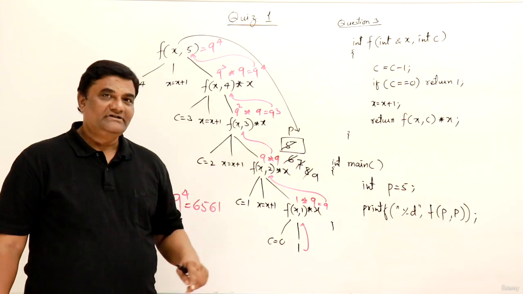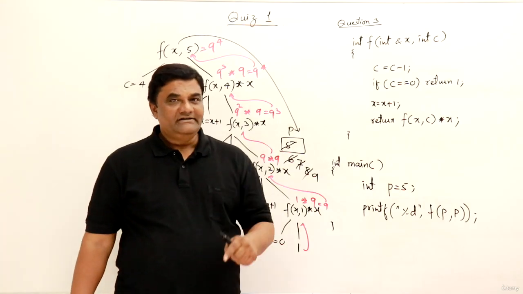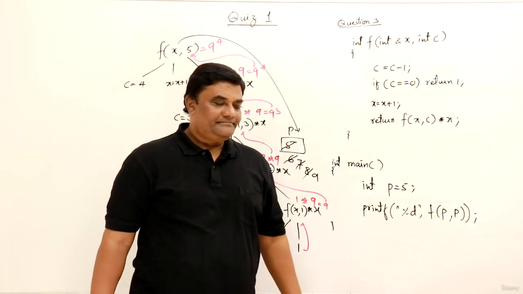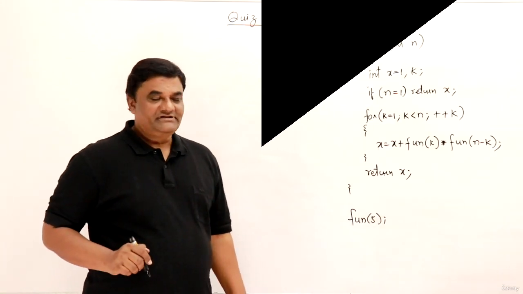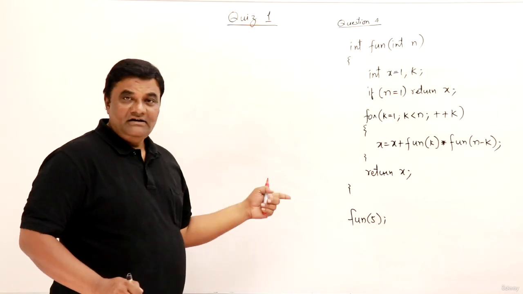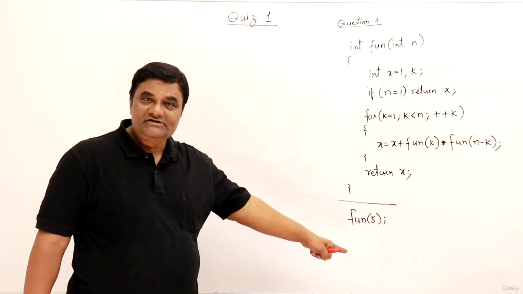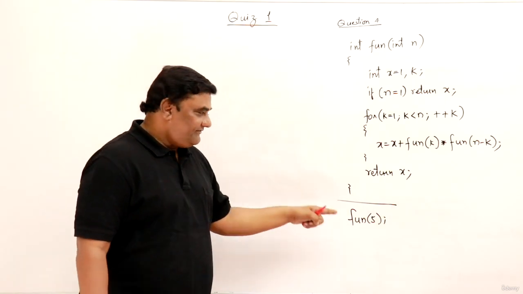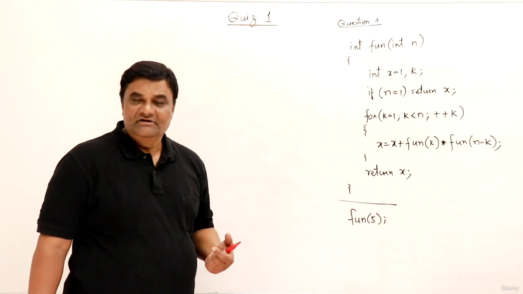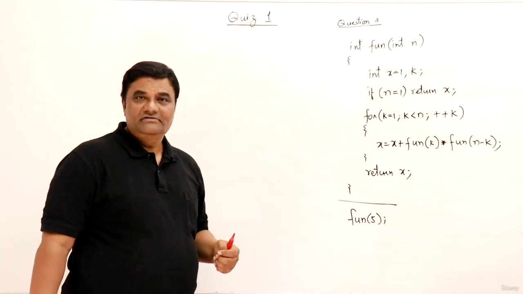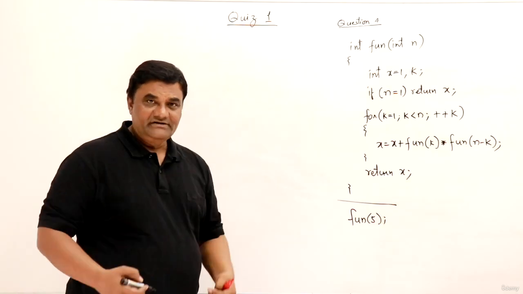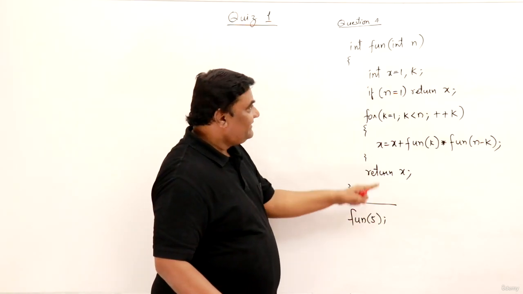So this is the answer for this quiz question. Next, we will go to the next question. Now the next quiz question is this one. A function is given and we have to find out what the result of this function is if it is called by sending value 5. So we have to trace this one. Let us do it. First time I am sending 5.